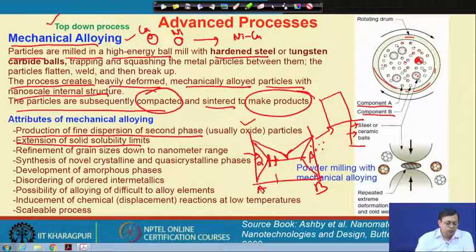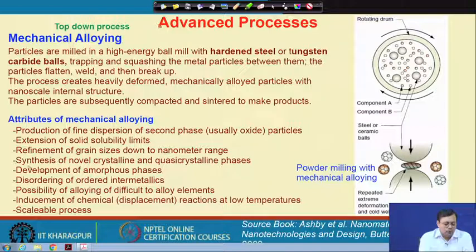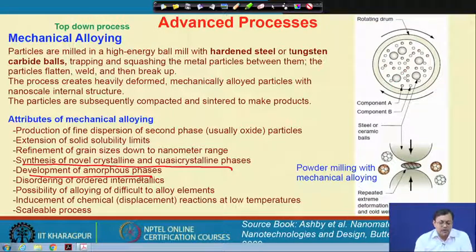However, let us try to go through what the other attributes of it are. We can definitely refine the grain sizes down to the nanometer range. On the other hand, we can synthesize novel crystalline or quasi crystalline phases, or we can also produce some amorphous phases and disordered intermetallics. By continually putting high energy into an ordered intermetallic, we can produce a disordered intermetallic, or in some cases where alloying is not possible in the liquid state.